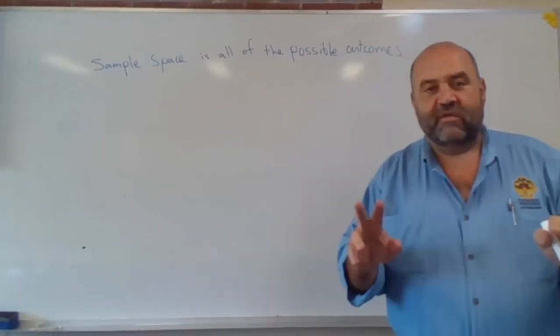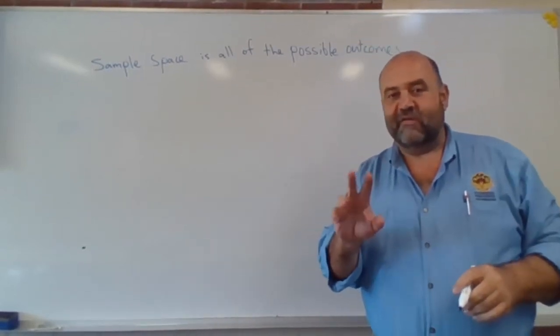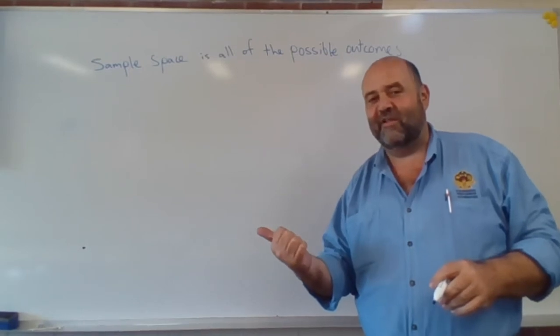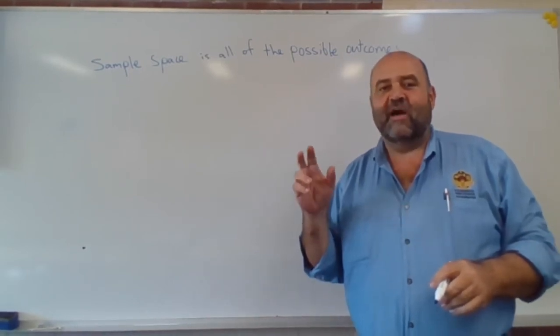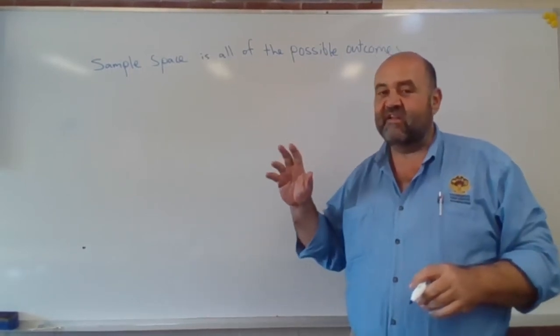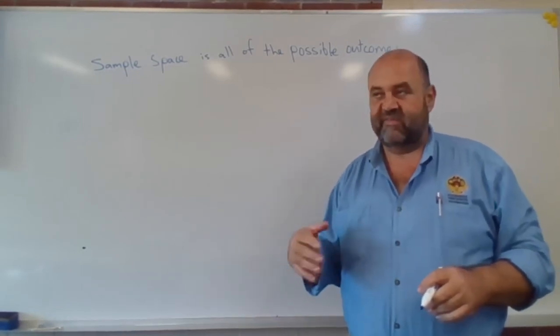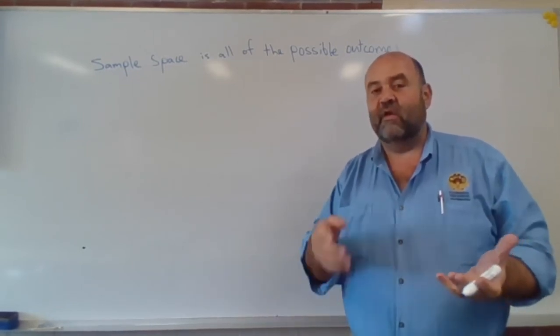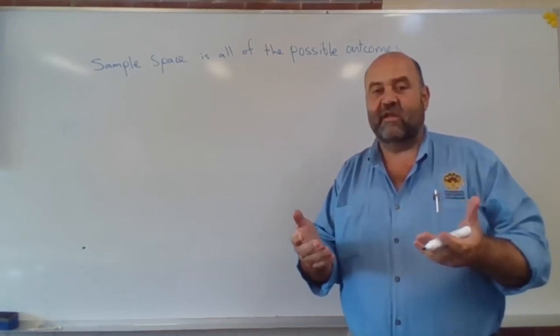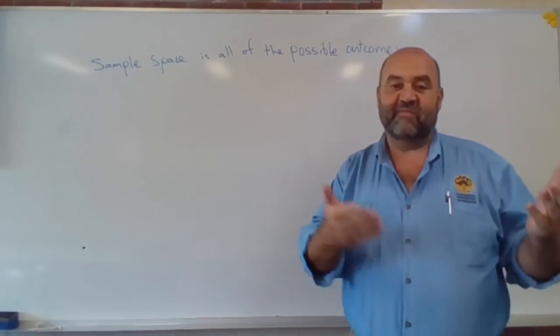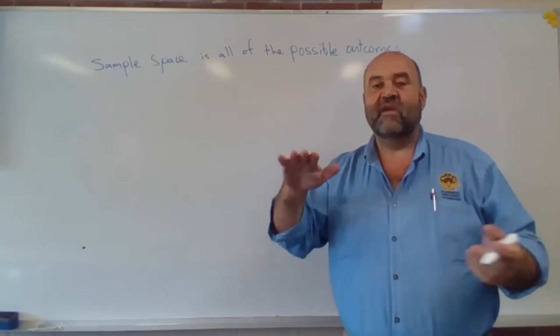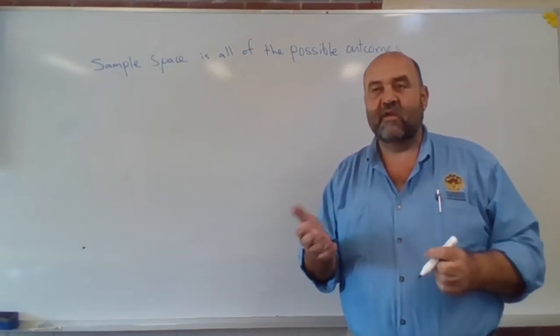G'day guys, just a couple of very quick definitions about a couple of terms that I didn't cover in that last video just then. The first one is sample space. Sample space is all of the possible outcomes. So I'm flicking a coin. The sample space is a list of the possible outcomes. The sample space of flicking a coin is heads or tails.